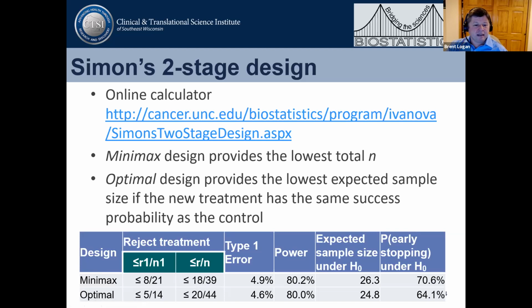The optimal design has a little bit bigger total sample size of 44 patients, but it also has an earlier look at the data. So you get a check for futility and whether you should be stopping early at an earlier point. They both have the same type 1 error, same power. The expected sample size is actually lower under the optimal design, which is how it's calibrated.